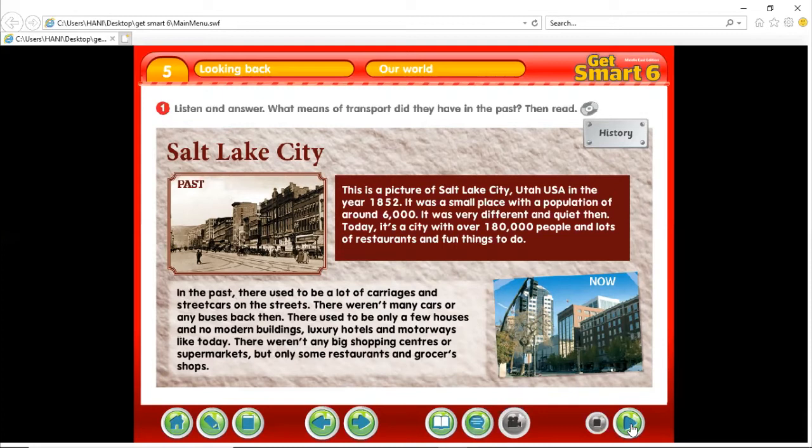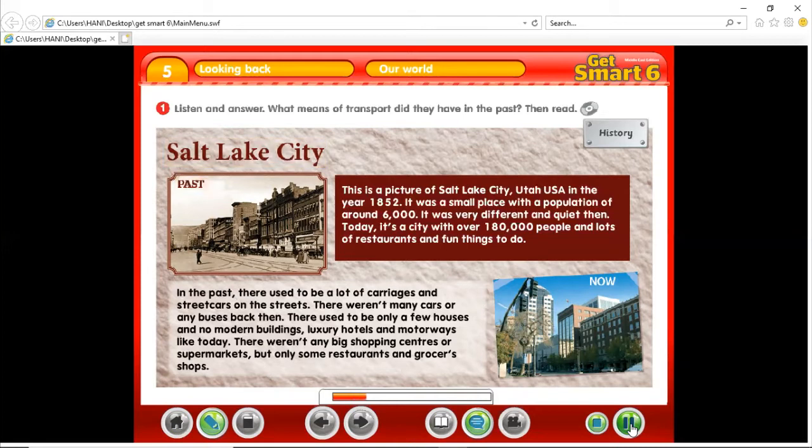Listen and tell me what kinds of transport, ways to go from one place to another, they used in this place in the past. So listen and try to answer this question. Activity 1. Listen and answer. What means of transport did they have in the past? Then read. Salt Lake City.